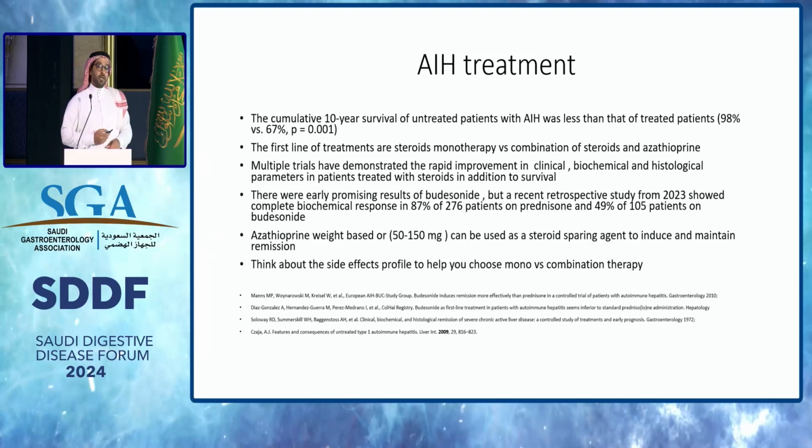We know patients with autoimmune hepatitis, if they do not get treated, have reduced survival compared with those who undergo treatment. Up to this point, the first line of treatment is steroid monotherapy versus steroid combined with azathioprine or Imuran. We have multiple studies, especially from the 90s, that confirmed the positive impact on clinical, biochemical, and histological features of autoimmune hepatitis, as well as the improvement in survival.